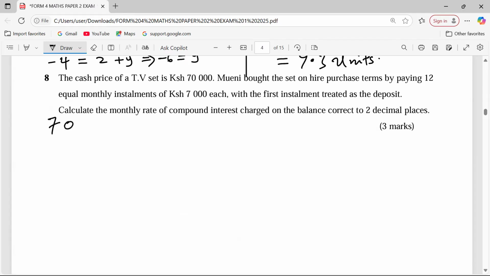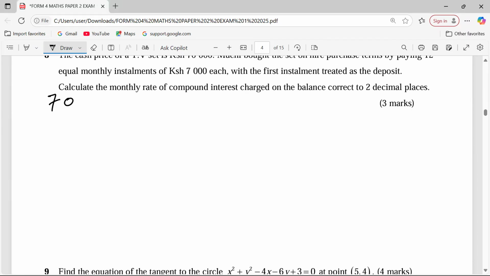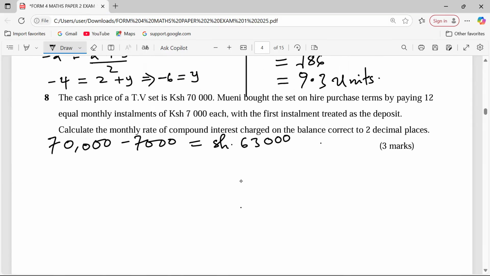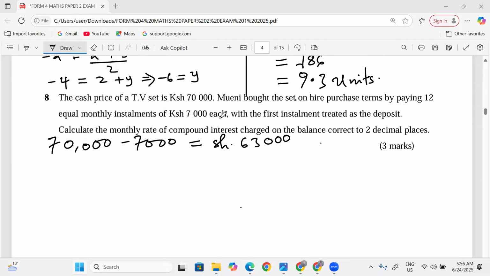So it was costing 70,000. And now she's making a down payment of 7,000. See? So now we shall talk about 70,000 minus 7,000, giving us 63,000. So the actual balance that remained is 63,000. Now, interest shall be charged on this. Interest shall be charged on this particular amount.